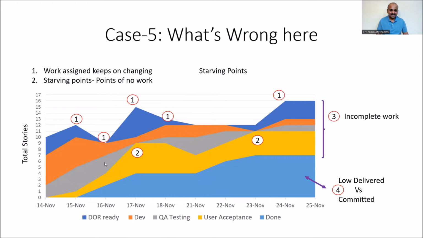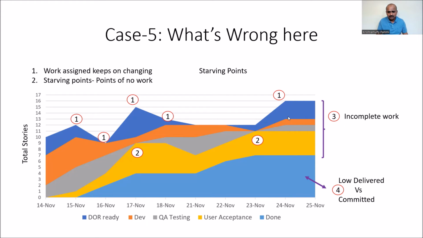Okay. Now this is another case, my friends. If you see here, now we have committed for a total of 10 features. On the next day, it is going to 12. That means 2 features got added here. And then again, the total count is coming down to 9. That means 1 feature down. So work gets added, deleted, added, deleted.